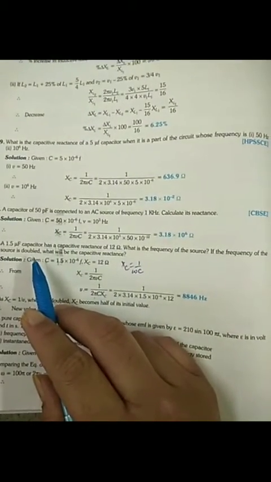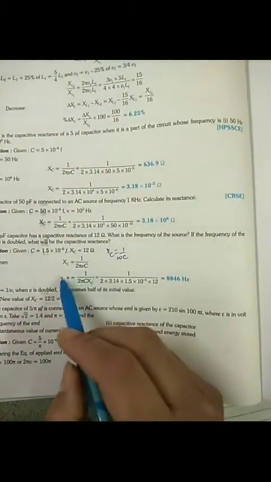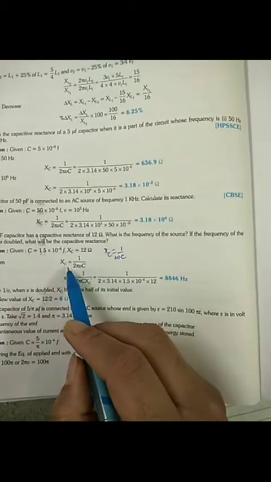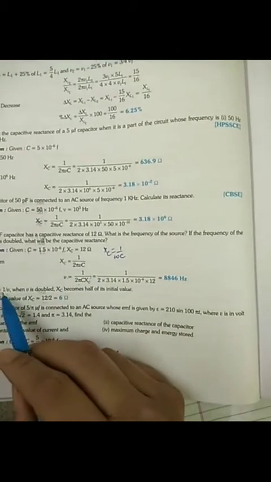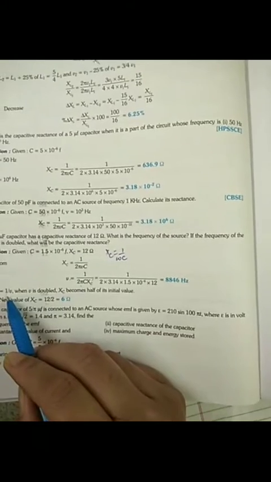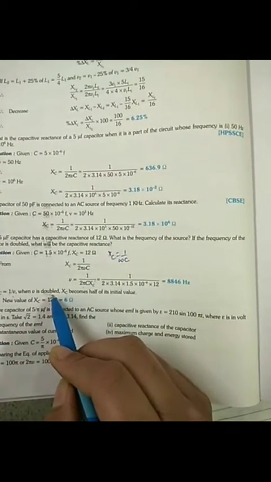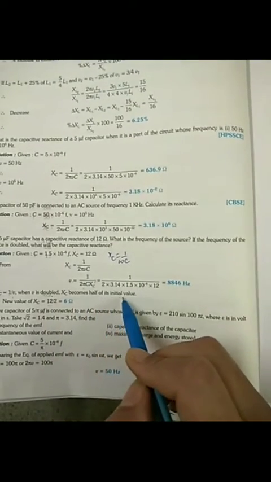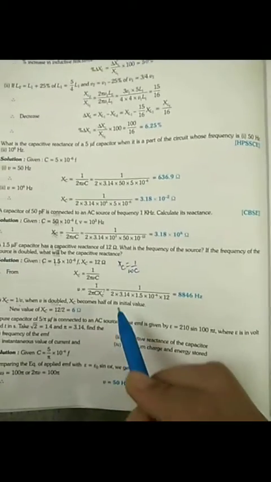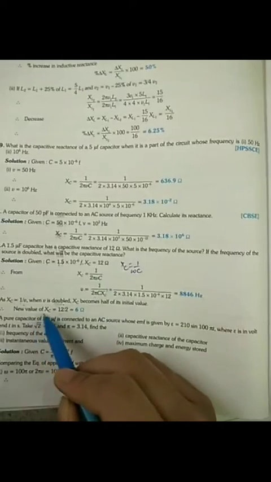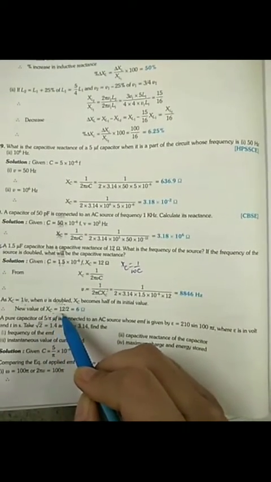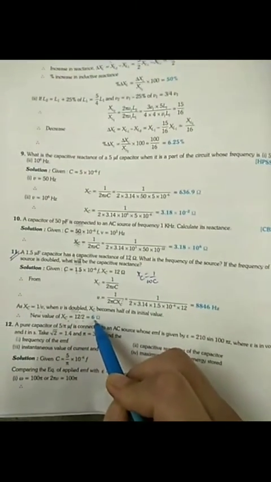Now, if the frequency of the source is doubled, from here we can see that the capacitive reactance XC is inversely proportional to the frequency mu. So if mu is doubled, then XC will become half of its initial value, which means that if the initial value of capacitive reactance XC was 12, the new value of XC will be equal to half of 12, which is equal to 6 ohm.